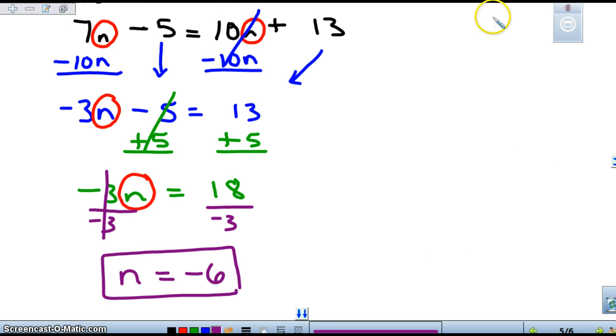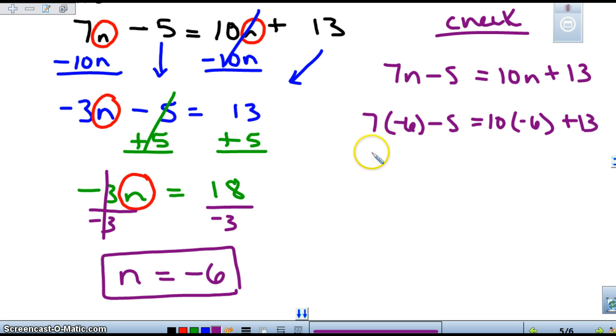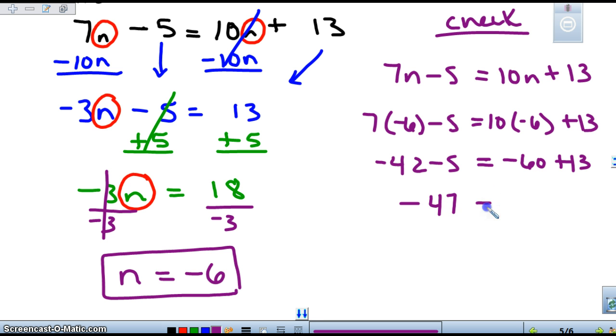If we check into our original equation, it means we're going to substitute negative 6. So 7 times negative 6 minus 5 should equal 10 times negative 6 plus 13. 7 times negative 6 is negative 42 minus 5. That should be equal to negative 60 plus 13. Negative 42 minus 5 is negative 47. And this is equal to negative 47. That means our answer is correct.